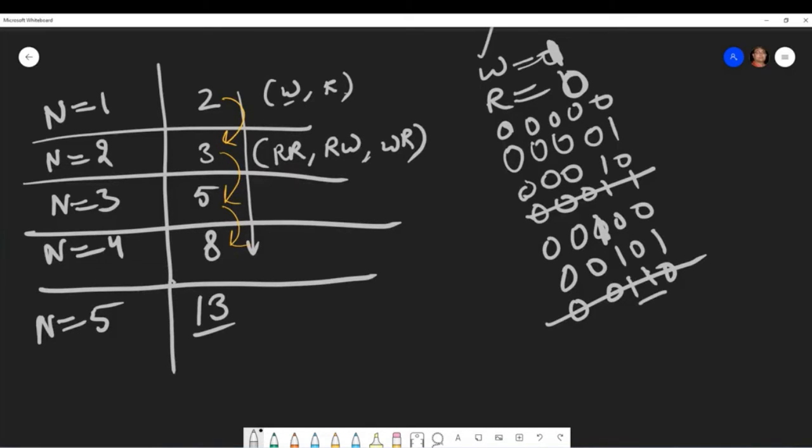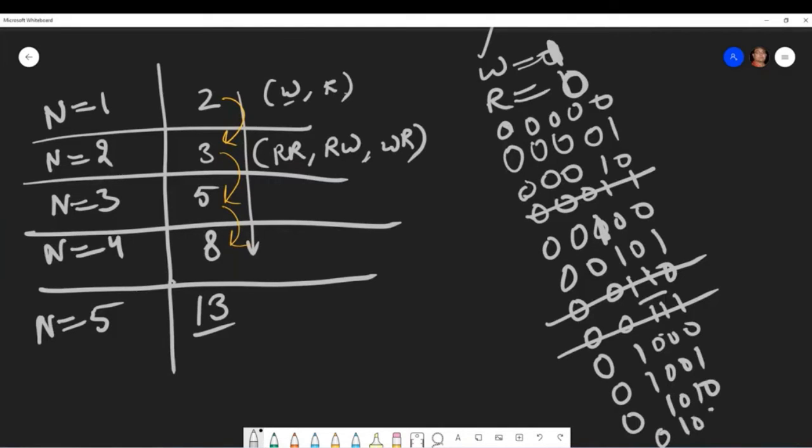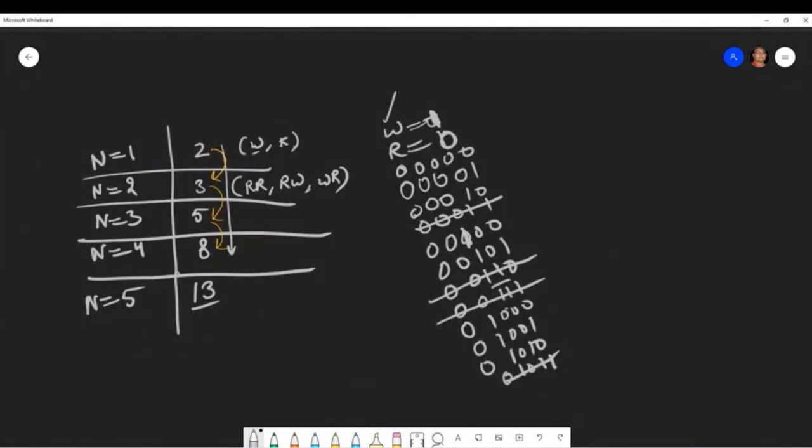1 I'm treating as W. I'm just writing the binary patterns. 0, 0, triple 1, also cancelled. Then 0, 1, triple 0, 0, 1, 0, 0, 1, 0, 1, 0, 1, 0, 0, 1, 0, 1, 1, cancelled. Next, 0, 1, 1, 0, 0 cancelled; 0, 1, 1, 0, 1 cancelled; 0, 1, 1, 1, 0 cancelled; 0, 1, 1, 1, 1 cancelled. These patterns are not the ones we care about because W's are coming together.